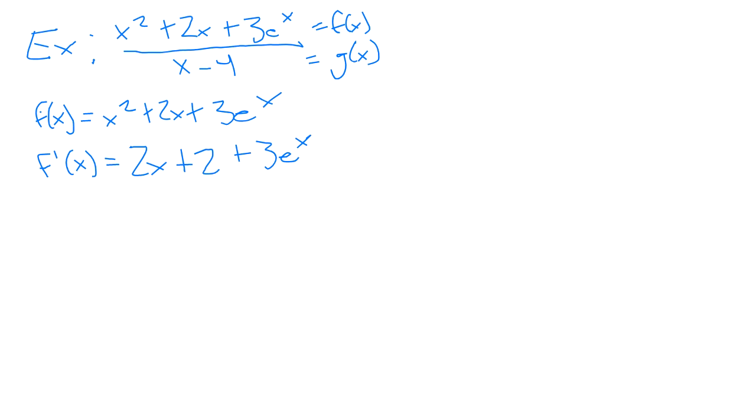And now we have our denominator, which is our g of x equals x minus 4. So now we have our g prime of x. The derivative of x is just going to be 1, and then that negative 4, when you derive that, it's just going to be 0, so our g prime is just 1. Now let's go ahead and start plugging this in.